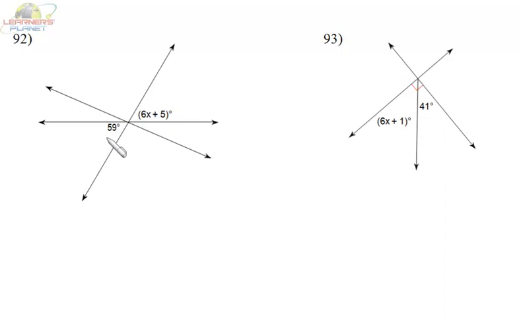So 6x plus 5 and 59, both of them are vertically opposite angles. Now vertically opposite angles are the same. So 6x plus 5 is equal to 59. That means 6x is equal to 54. That means x is equal to 9. Quite simple. We just have used the property of vertically opposite angles.